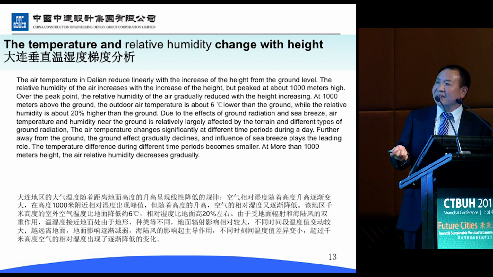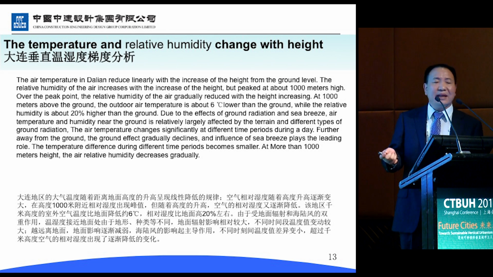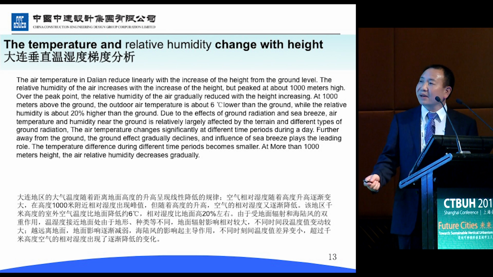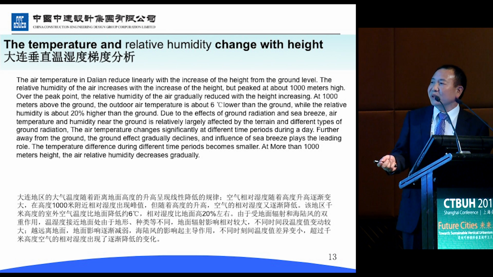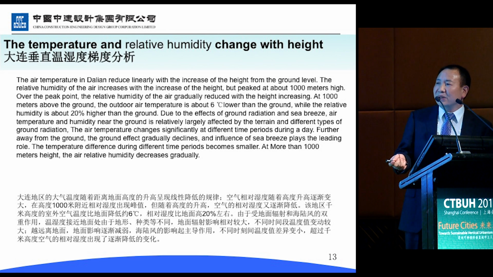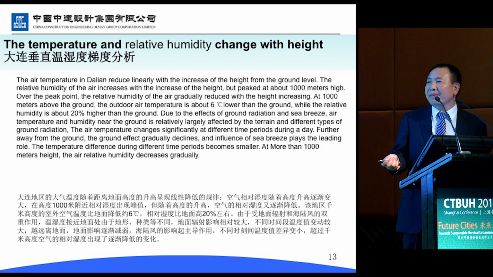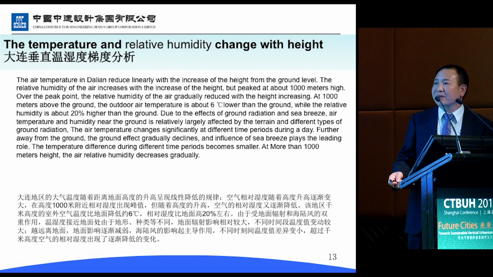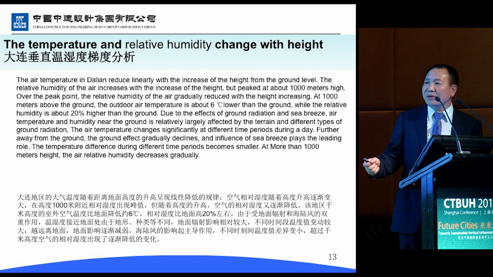So the relative humidity of the air increases with the increase of the height, but peaks at about 1,000 meters high. Over the peak point, the relative humidity of the air gradually reduces with the height increasing. At 1,000 meters above the ground, the outdoor air temperature is about 6 Celsius lower than the ground, while the relative humidity is about 20% higher than the ground.